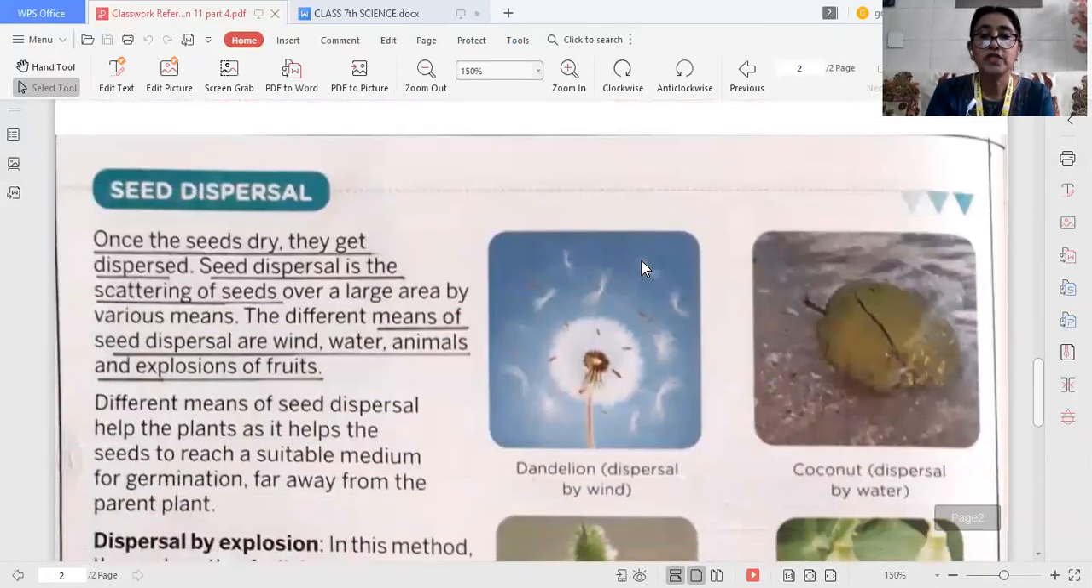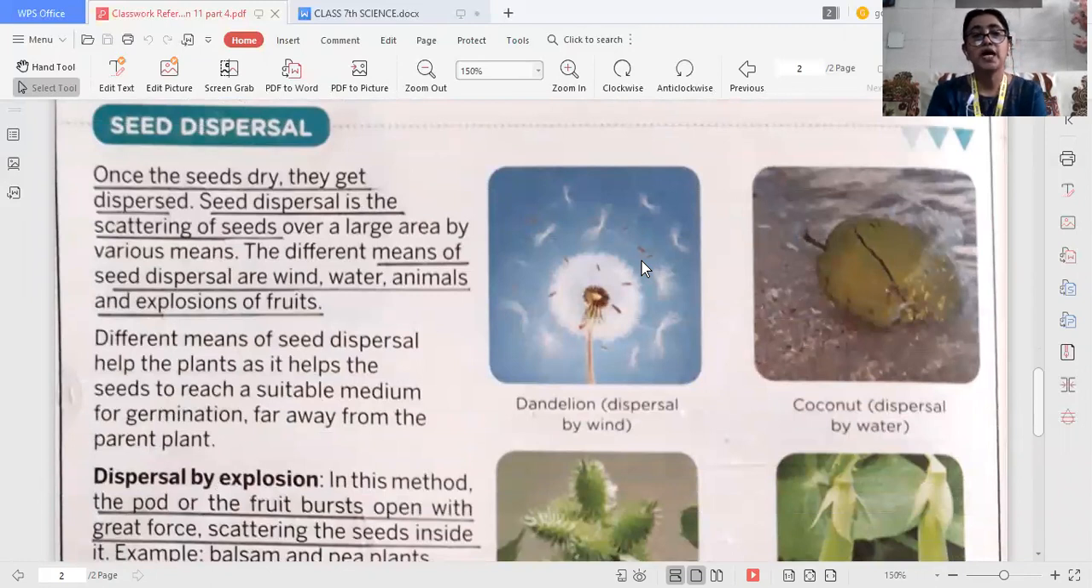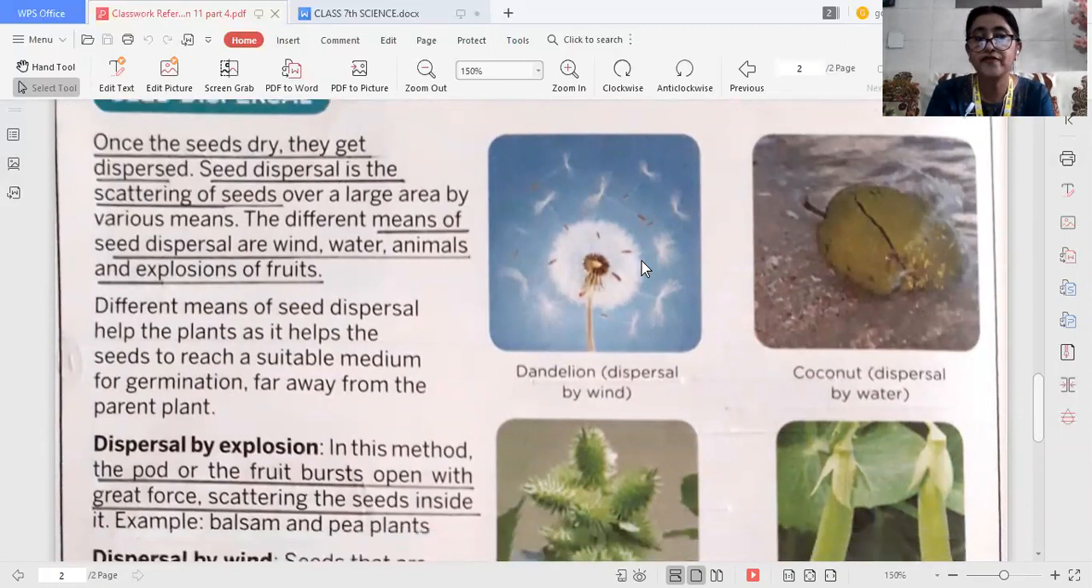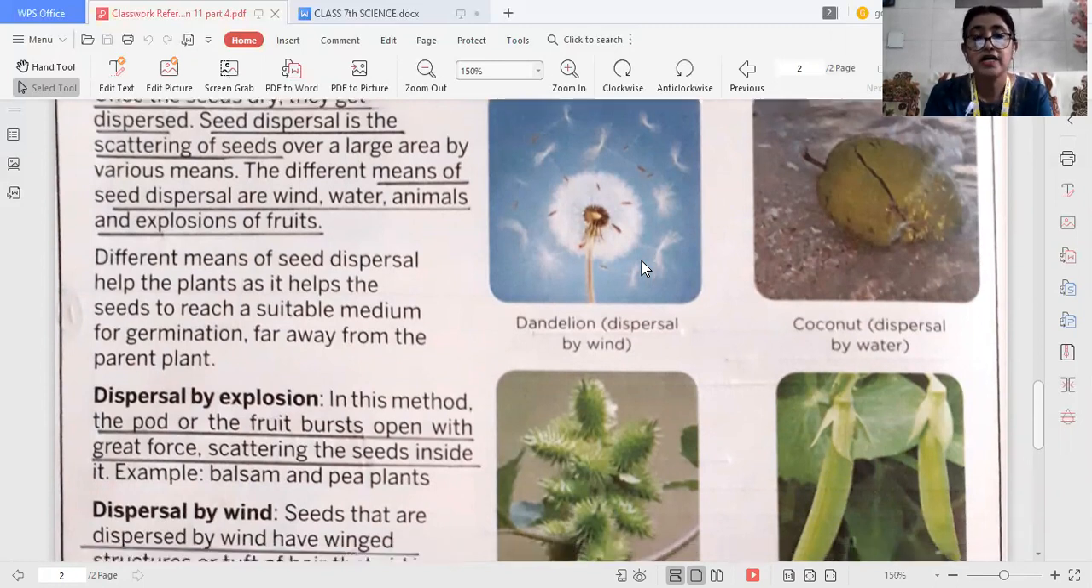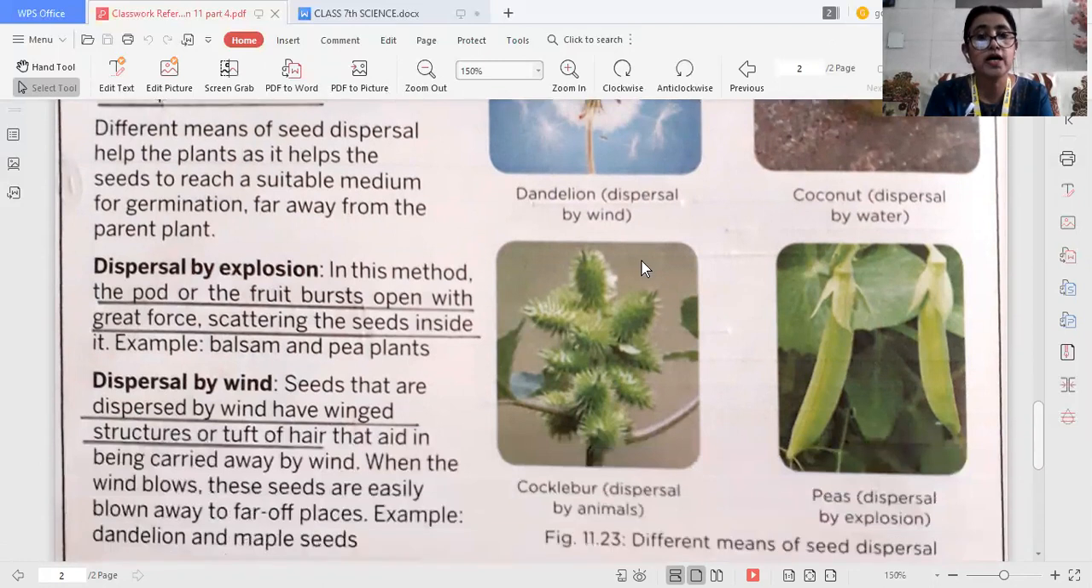Now come how the seeds disperse. Because we know the plants cannot move. So how does the dispersion of the seeds take place? Once the seeds dry, they get dispersed. Dispersed means they scatter over a large area by different means of seed dispersal: by wind, by water, by animals, as well as by the explosion of the fruit. So different means of seed dispersal help the seeds to reach a suitable medium where they germinate and then grow into a plant.